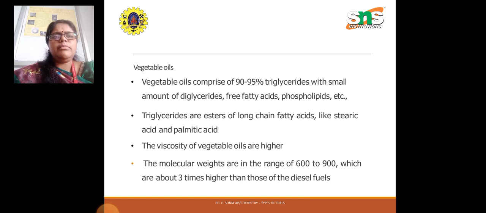Next is the vegetable oils. These oils comprise 90 to 95% triglycerides with small amounts of diglycerides, free fatty acids, phospholipids, etc. Triglycerides are esters of long-chain fatty acids like stearic acid and palmitic acid. The viscosity of vegetable oils is higher. The molecular weights are in the range from 600 to 900, which are about 3 times higher than those of the diesel fuels.